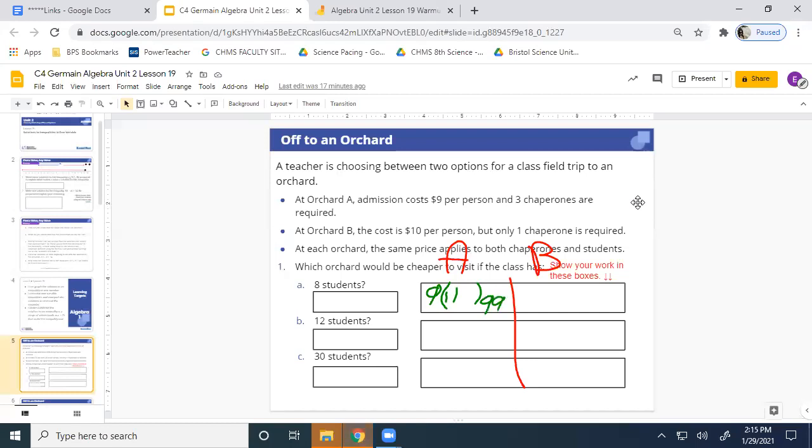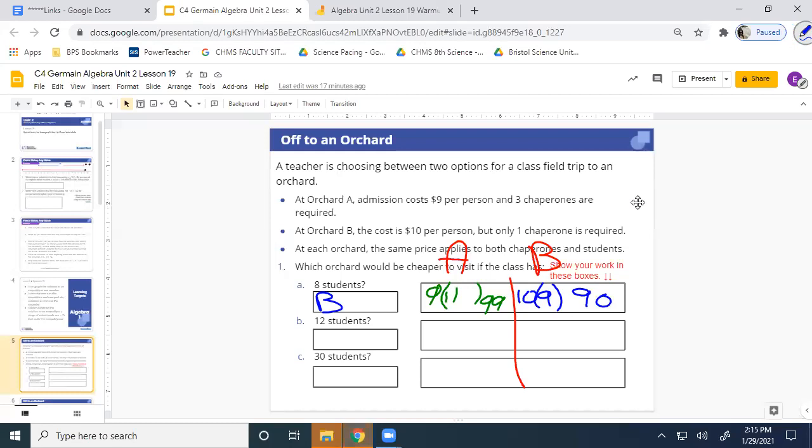Good. Okay, so for Orchard B, how many total? So it's $10 times how many total people are going if 8 kids are going? 9 total people. Good. So what's my total price for Orchard B going to be? $90. Very good. So Orchard B is cheaper. B is cheaper. Nice job, Julia.